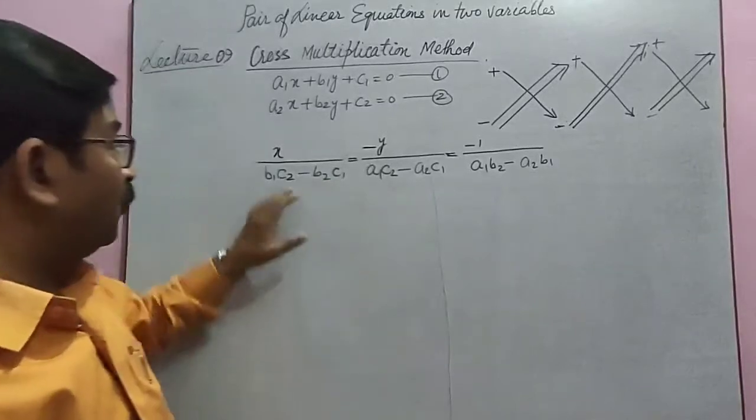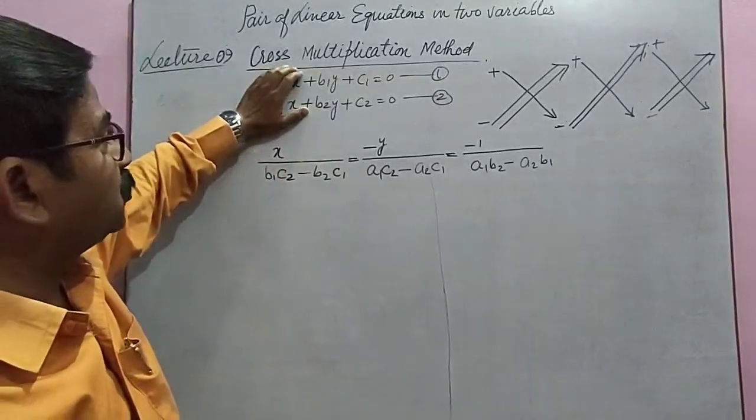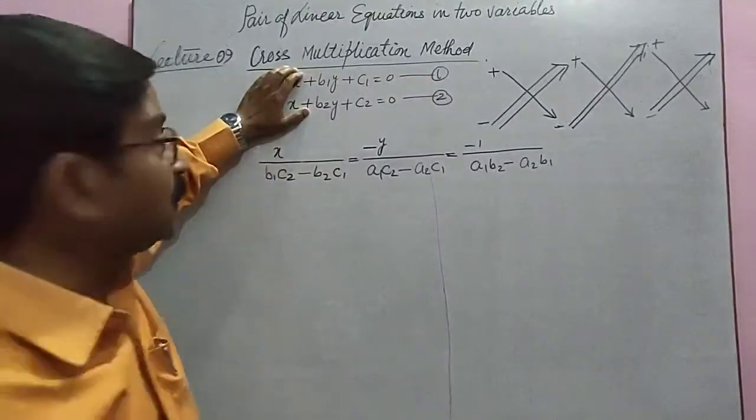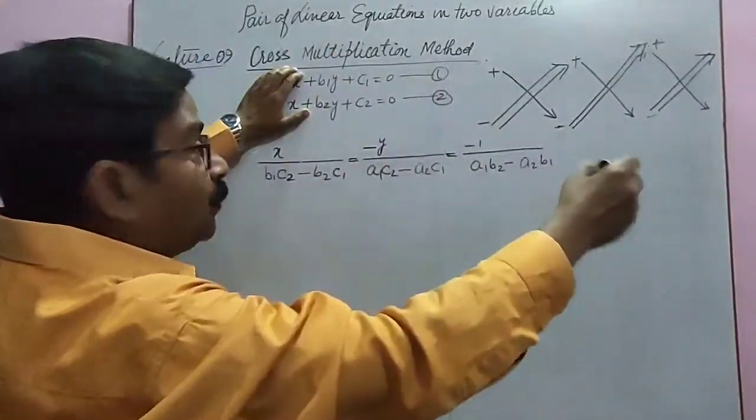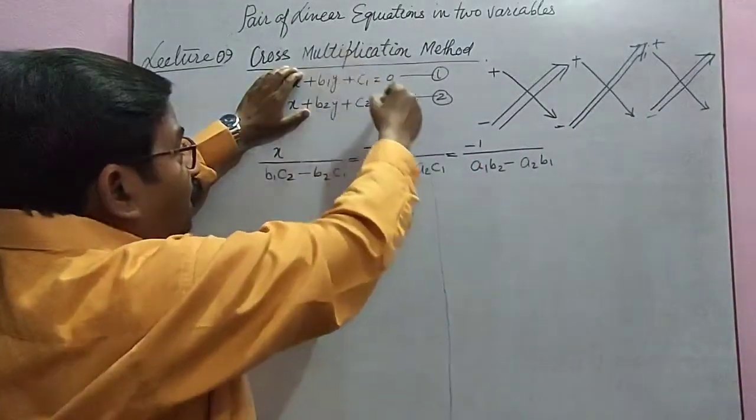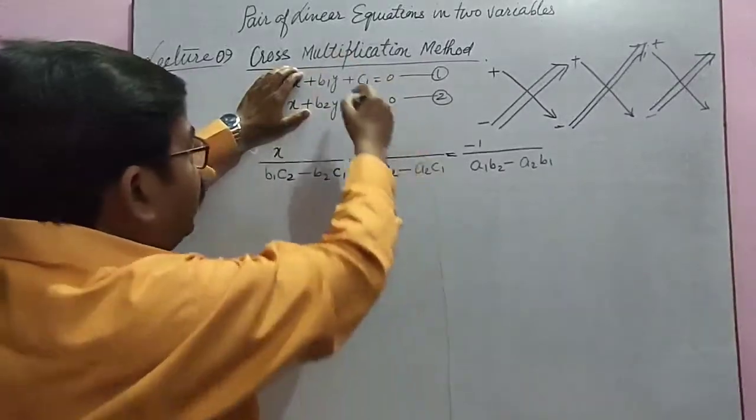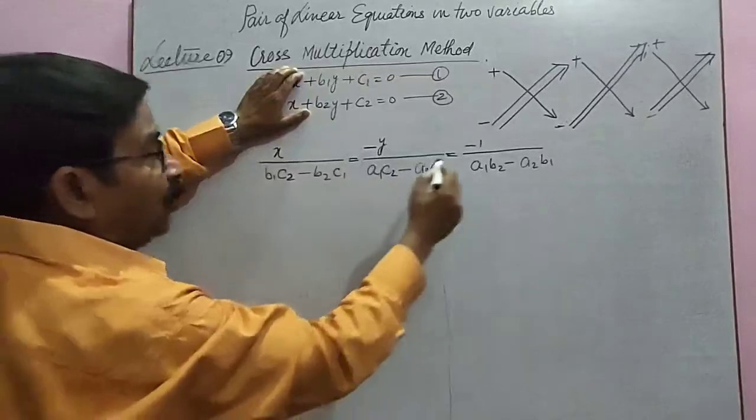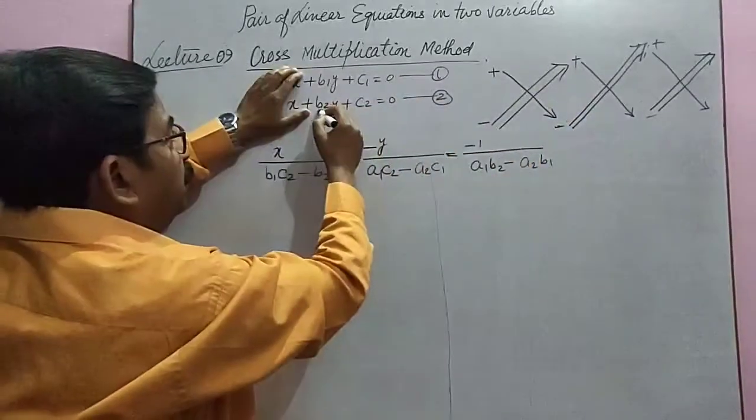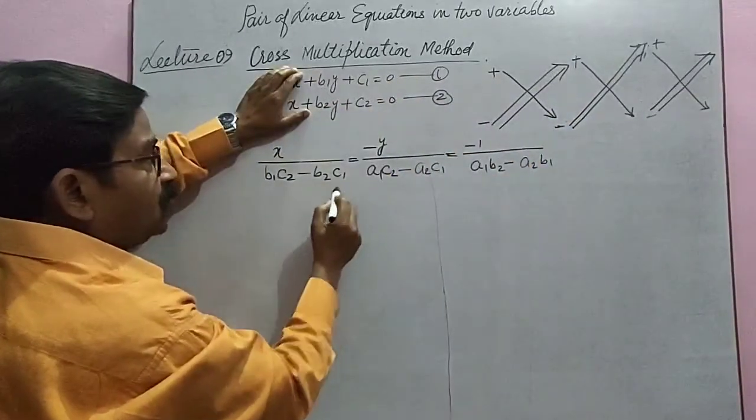Whenever you are going to write for x, hide this total portion of x and then cross multiply. Cross multiply top to bottom, everywhere first top to bottom, cross. Coefficients are multiplied, B1 C2, B1 C2. Now bottom to top, B2 C1 minus B2 C1.